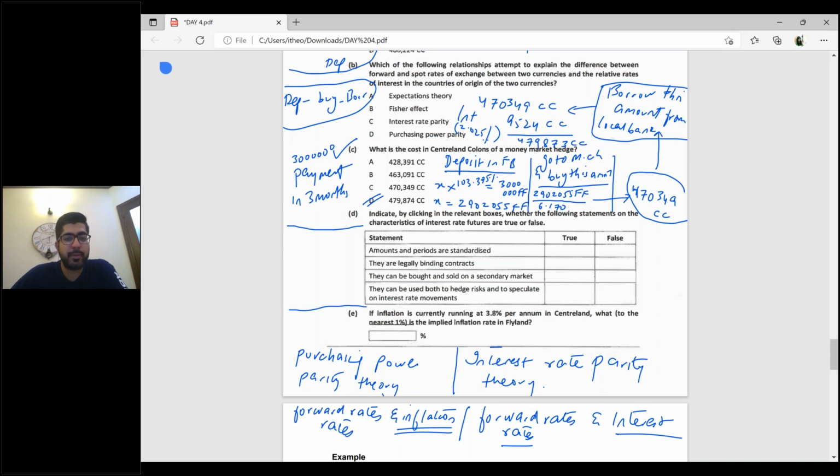that's why the formula of purchasing power parity is forward rate S1 equals spot rate S0 times 1 plus inflation rate of one country over 1 plus inflation rate of the other country. And the formula of interest rate parity is also the same: S1 forward rate equals S0 spot rate times 1 plus interest rate of one country over 1 plus interest rate of the other country. Okay, let me show you this as well.